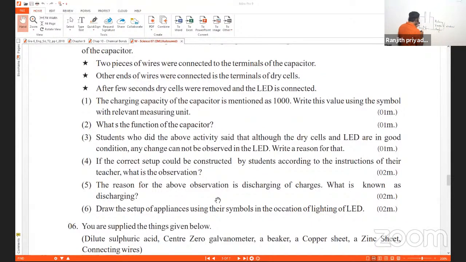Through or across? Through the LED. Emission. Excuse me, sir. Electrical charges through the LED. Yes, sir, I wrote that the stored electricity in the capacitor plates is discharged or released by the LED diode. Through the LED diode. Okay. Not by, through the LED diode.